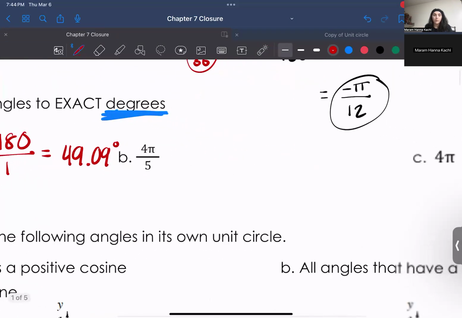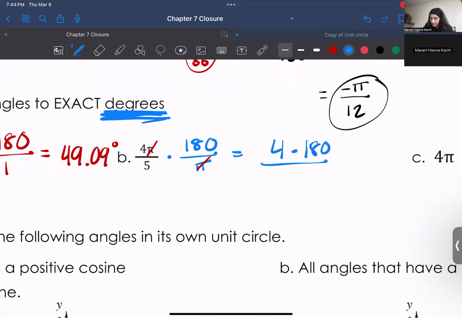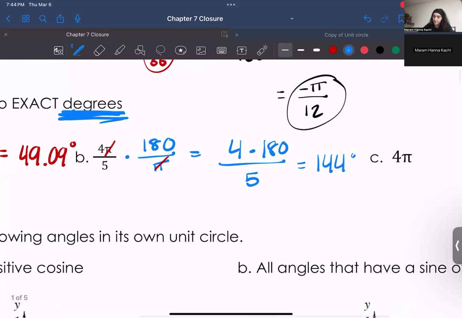This next one, 4 pi over 5. I want my degree to be on top, so I'm going to multiply by 180 over pi. Again, degrees on top because I want to make it into a degree. Pi and pi go away, which is good because then we're left with 4 times 180 divided by 5. That should give you 144. Don't forget the degree symbol.